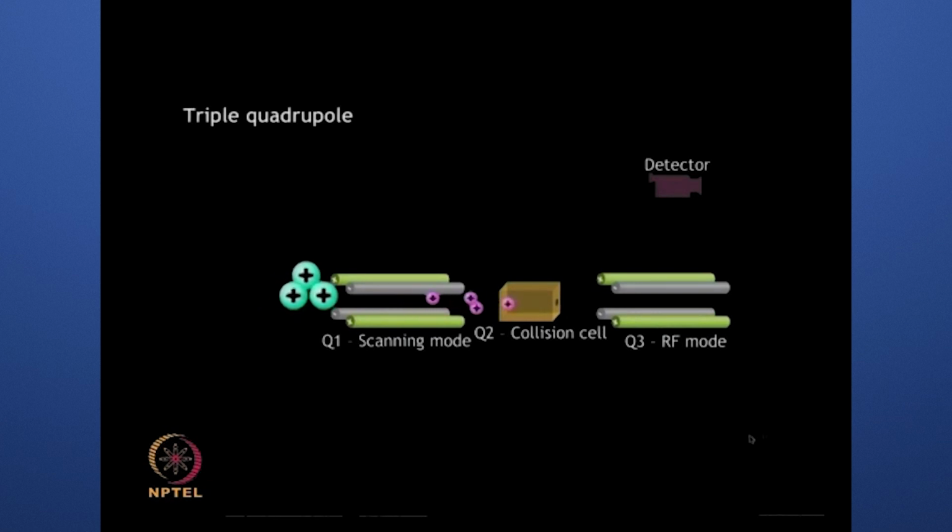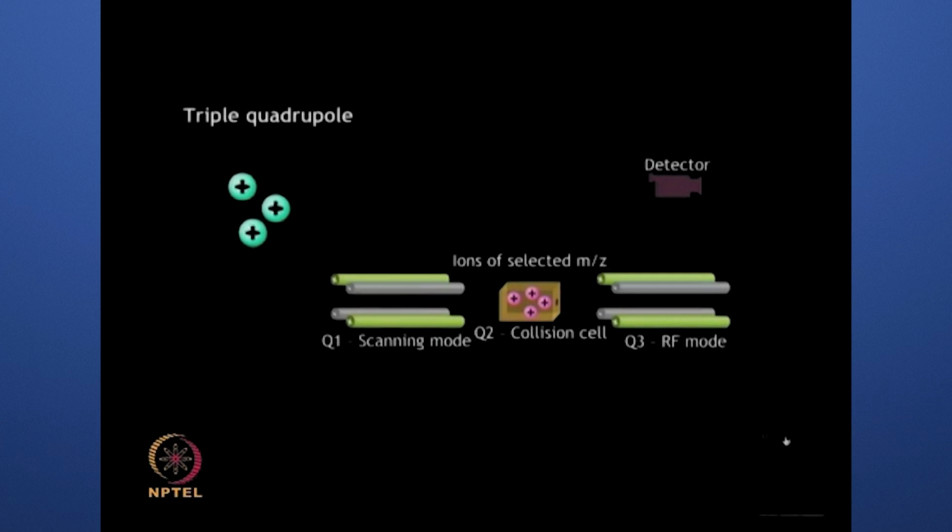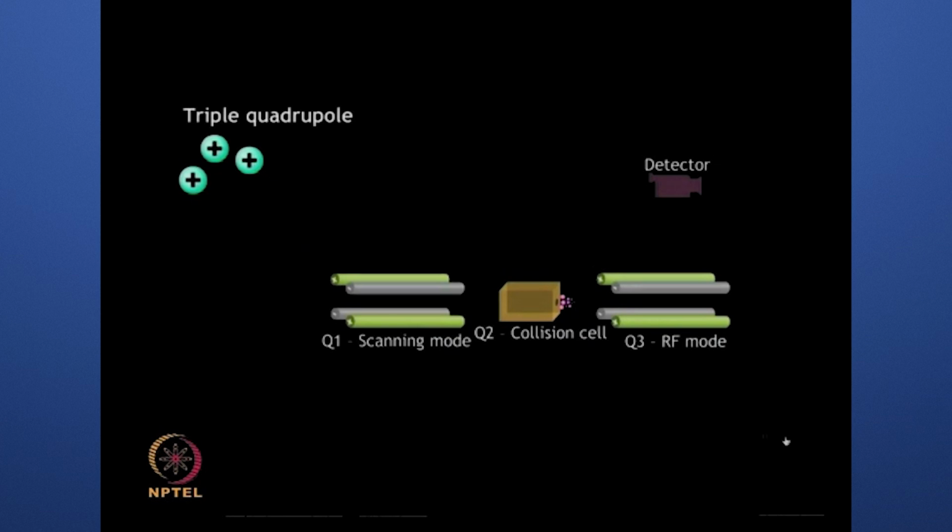These ions enter the collision cell, where they are fragmented by collision against an inert gas like argon. The smaller fragments can then enter the third quadrupole, Q3, which scans all the ions in a radio frequency or RF mode, which generates a spectrum based on the varying behavior of ions in an oscillating electrical field.